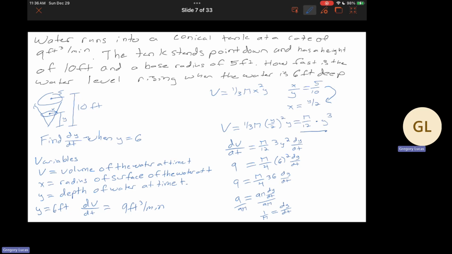And 1 over pi, if we want a number, this is 0.32 feet per minute. You could say 1 over pi feet per minute, that's fine. But we get 0.32 feet per minute. So what this is telling us is the water level is rising at 0.32 feet per minute. Right. Let's look at one more.